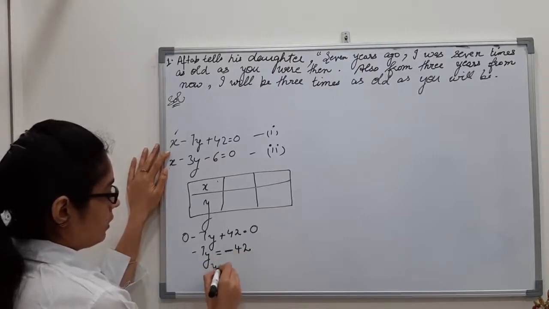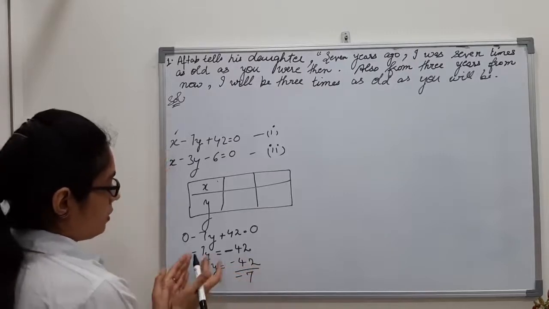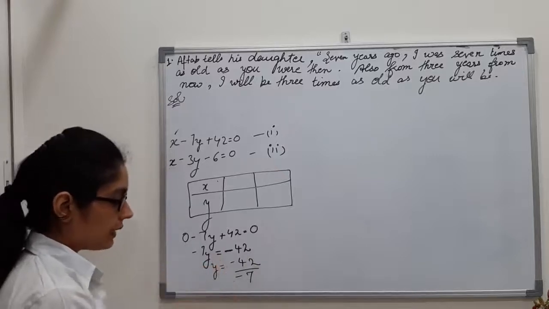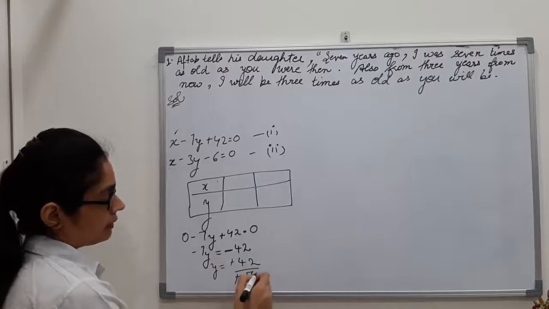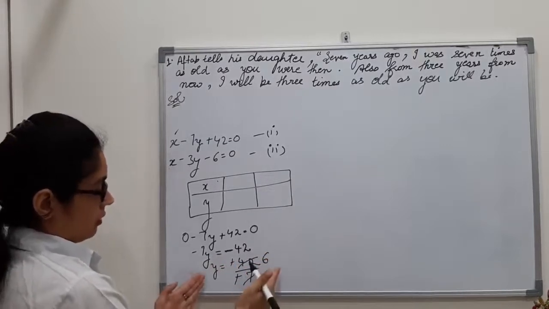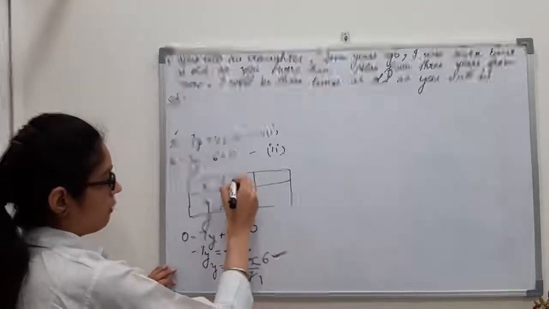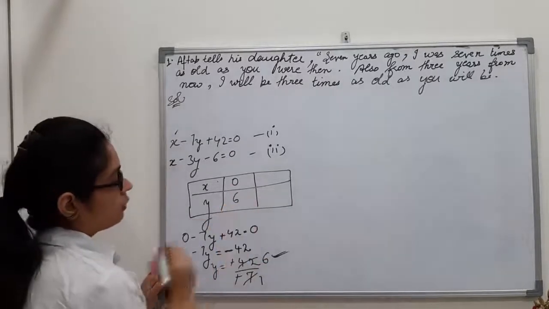So y is equal to minus 42 upon minus 7, because this minus 7 is getting multiplied with y, on the other side it will get divided. So minus and minus will get cancelled, 7 1s are 7 and 7 6s are 42. So I got the value of y as 6. If I am putting x equal to 0, I will get y equal to 6.